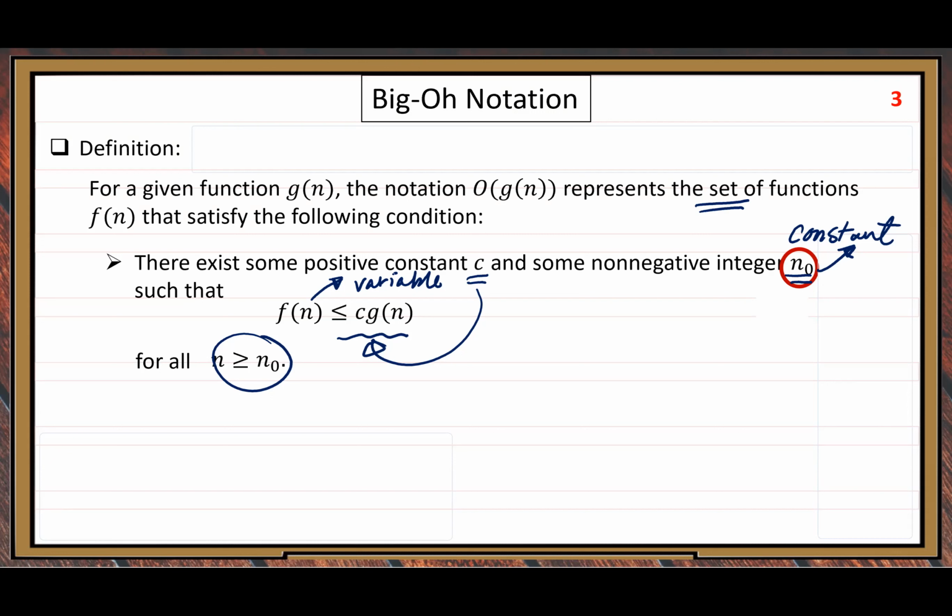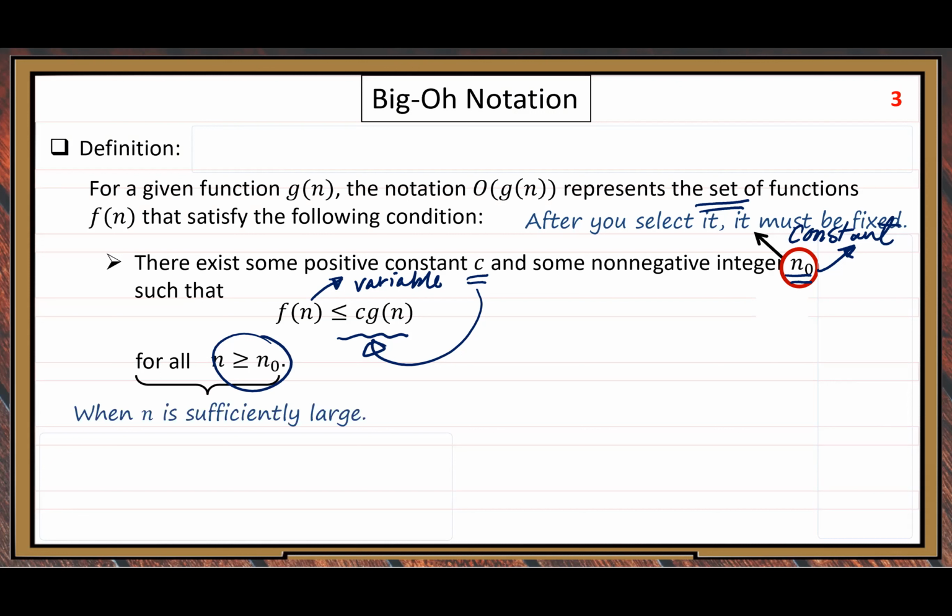Yeah, so that's the details. Then for this definition, after select, you must be fixed. And here, there is another terminology we use to describe this N0, its role. Sometimes people do not say N0 directly. Sometimes people say, when N is sufficiently large, use this vague description. When N is sufficiently large. Because you may ask, what do you mean sufficiently large, right? You may ask.